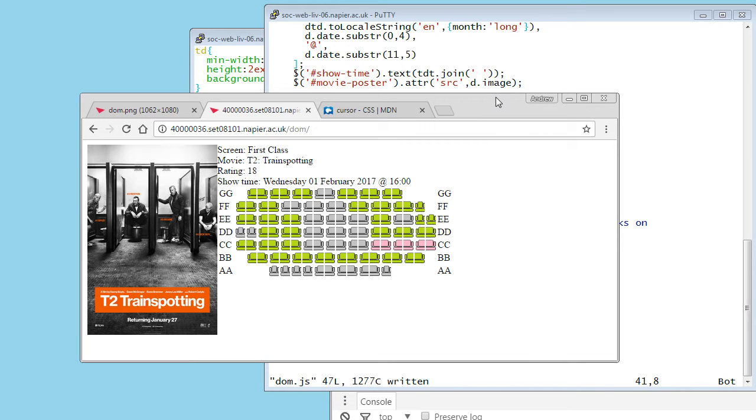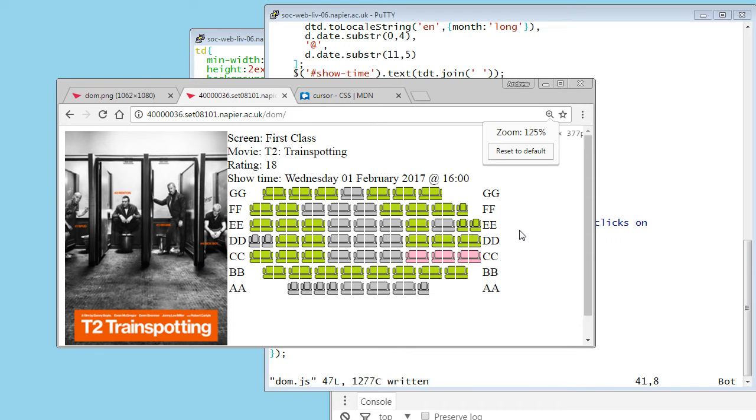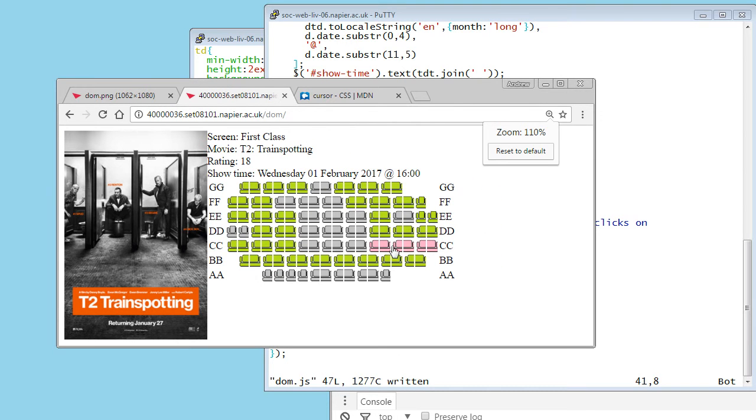Okay, we want the behavior to be a little bit more subtle. Now then, one of the rules that they have at the Dominion is that you're not allowed to book half a sofa. So you can't have these two. So if you're going to the movies with someone you don't like very much, and you don't want to share a sofa, don't go here.